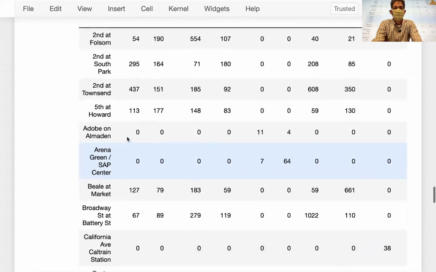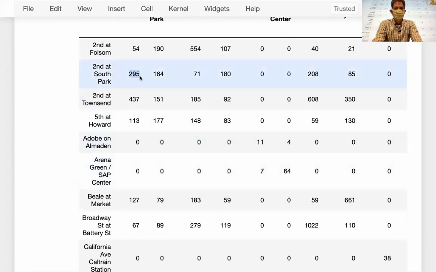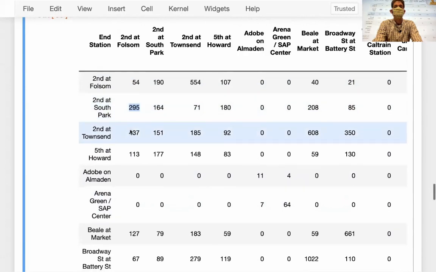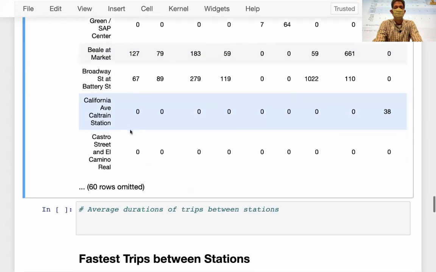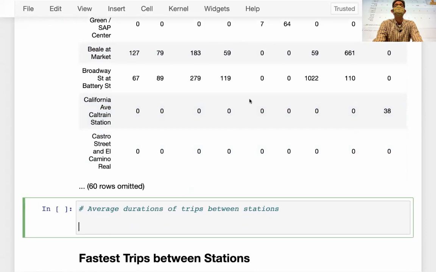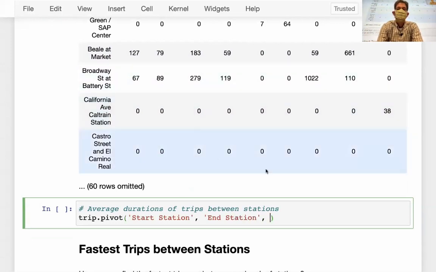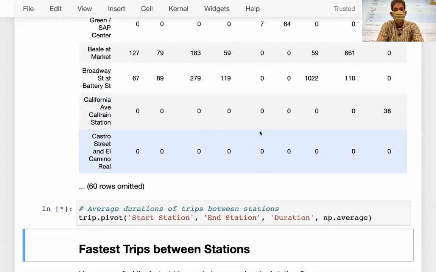So they picked several different cities in the peninsula as well and ran bike sharing there. Okay, what if I didn't want to know the number of trips from 2nd and Folsom to 2nd and South Park, but I wanted to know the average duration? How would I get the same table with the average duration? I'd still use pivot. I'd still have start station on the top, end station on the side. But now in the cell, I would want to put the duration. And when there are multiple different trips, I want to average them.